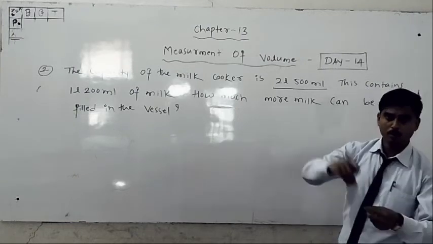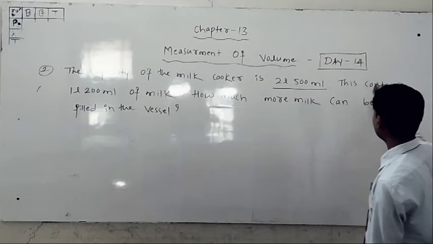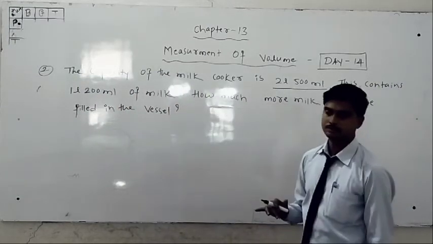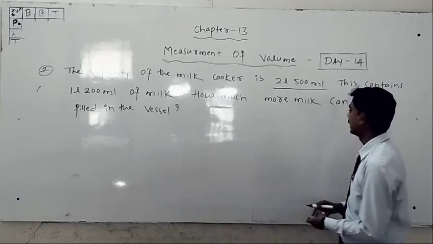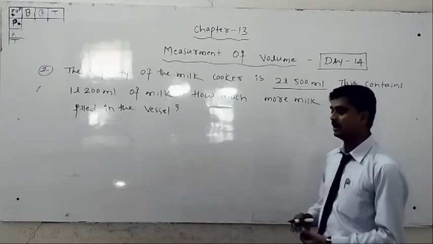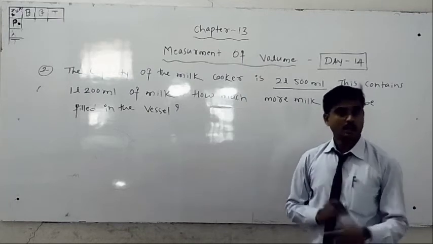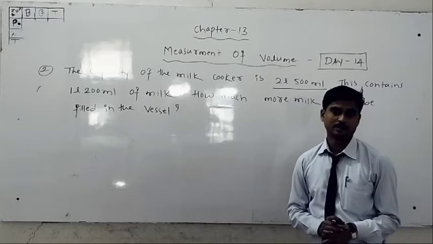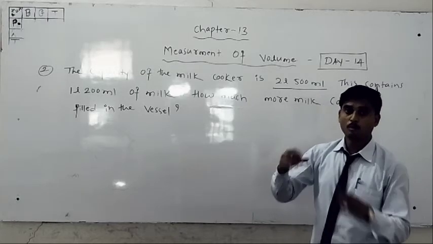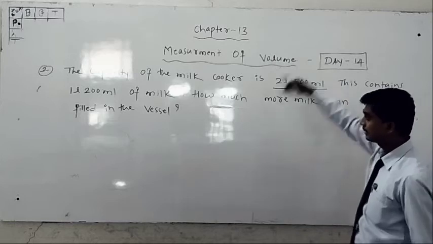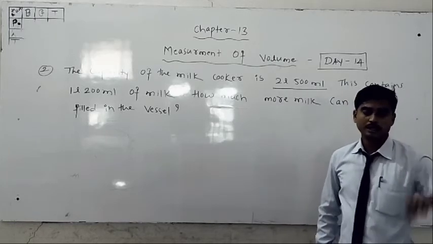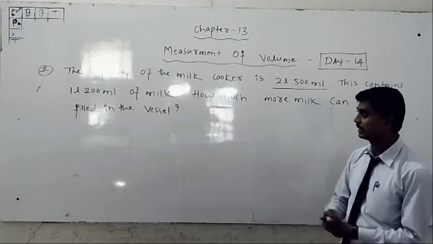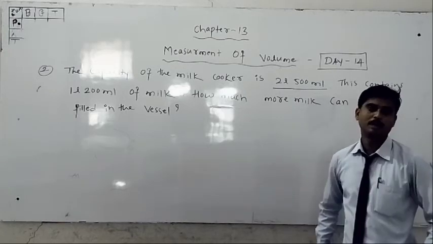But this contains 1 liter 200 ml of milk. How much more milk can be filled in the vessel? But already milk is there. How much milk is there? 1 liter 200 milliliter of milk is there. And how much more milk to be filled? The vessel holds 2 liter 500 ml of milk. But now 1 liter 200 ml of milk is already there.